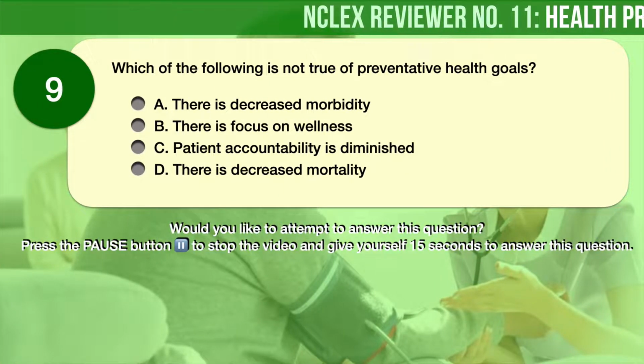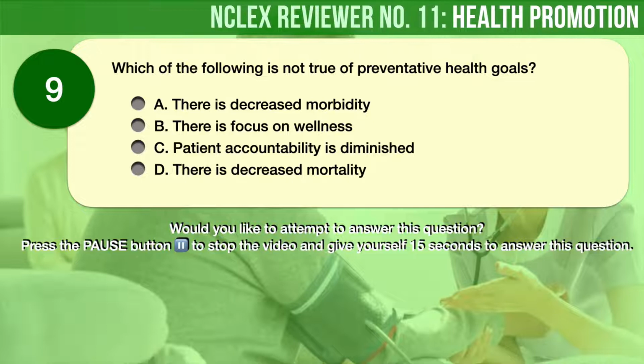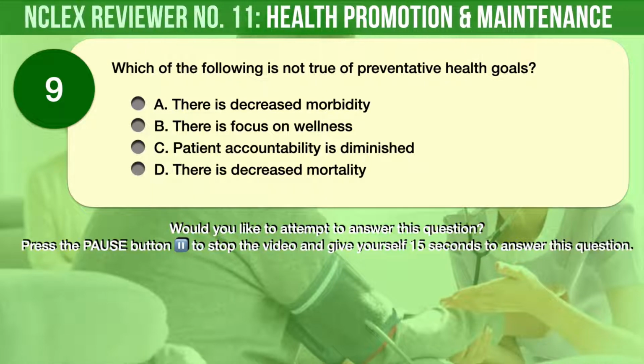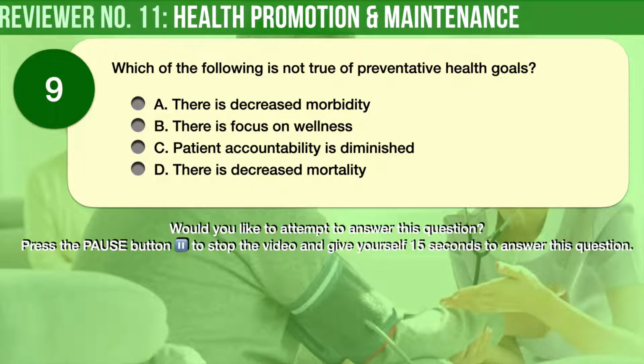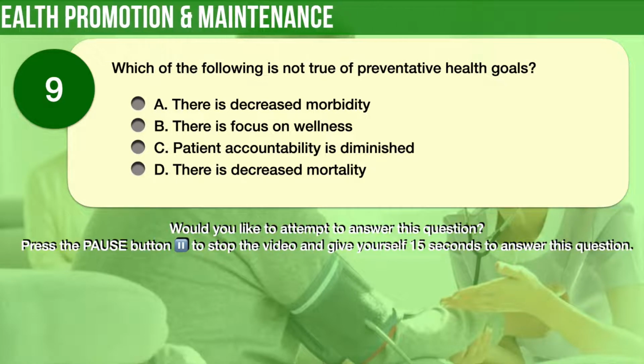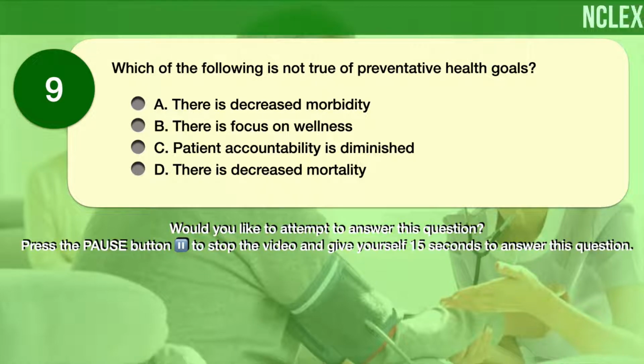Question number 9. Which of the following is not true of preventative health goals? A. There is decreased morbidity. B. There is focus on wellness. C. Patient accountability is diminished. D. There is decreased mortality.